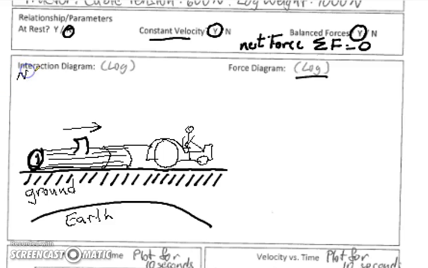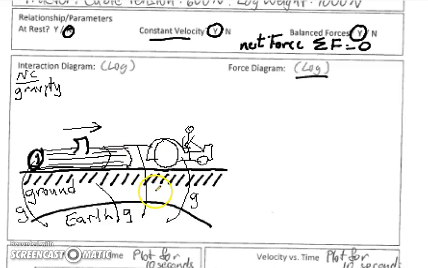First, let's talk about the non-contact forces. The only one we're talking about right now is gravity. I'll note that the log is being pulled down by the earth, so I put a little G here. There's the tractor. The ground is being pulled down. And we could say the cable as well, or a lot of times we'll just ignore that. So we've taken care of the non-contact forces.